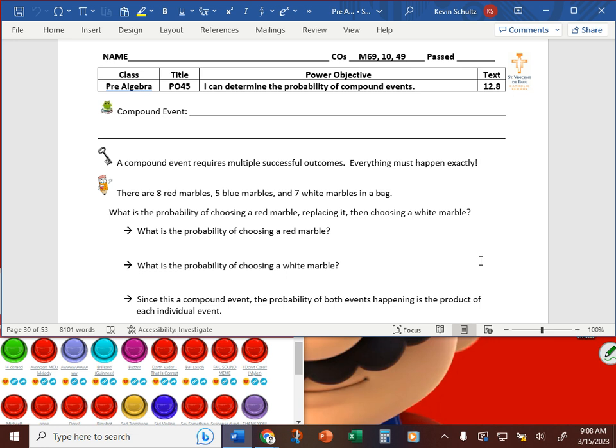Okay. So compound elements are elements that are put together. They're individual singular elements that are combined. A compound word takes two individual words and puts them together to make a new word, like backpack. Back and pack are words in and of themselves. Put them together, you've got the compound word backpack. So compound events, very similar process here.